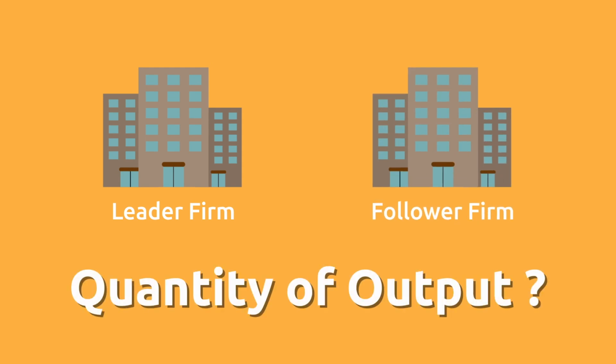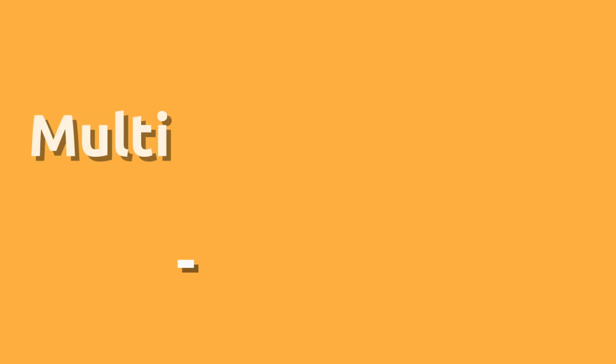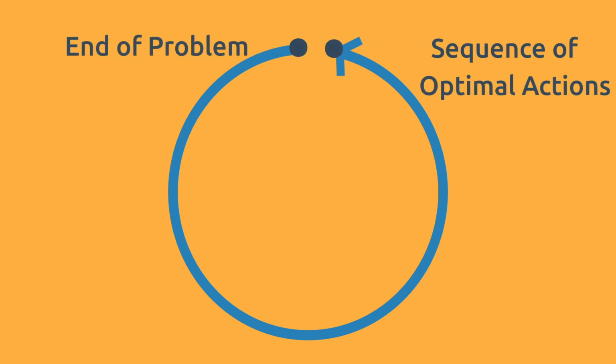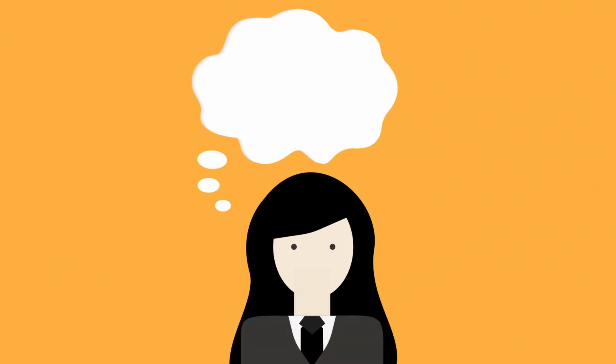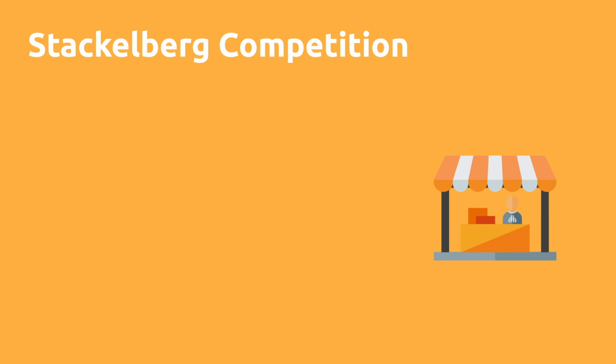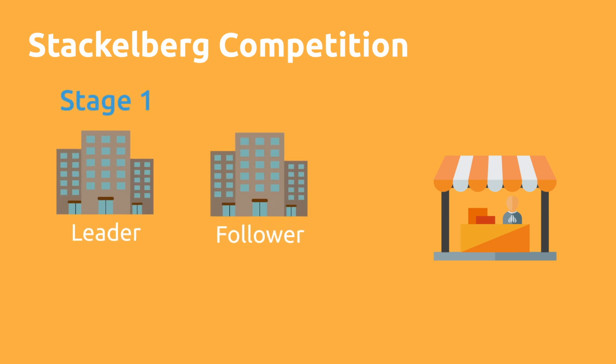To find the market outcome in the Stackelberg competition, we need to use the idea of backward induction. Backward induction is a common technique that helps us to find the solution of a multi-stage problem. It is the process of reasoning backward, from the end of a problem, to determine a sequence of optimal actions. Backward induction starts with the final step in a game, and by anticipating what the player will do at that point, the player in the earlier stage can find out her optimal action. In the Stackelberg competition, it means that the leader will anticipate the output level of the follower in stage 2, and then produce an output level in stage 1 that maximizes its own profit.